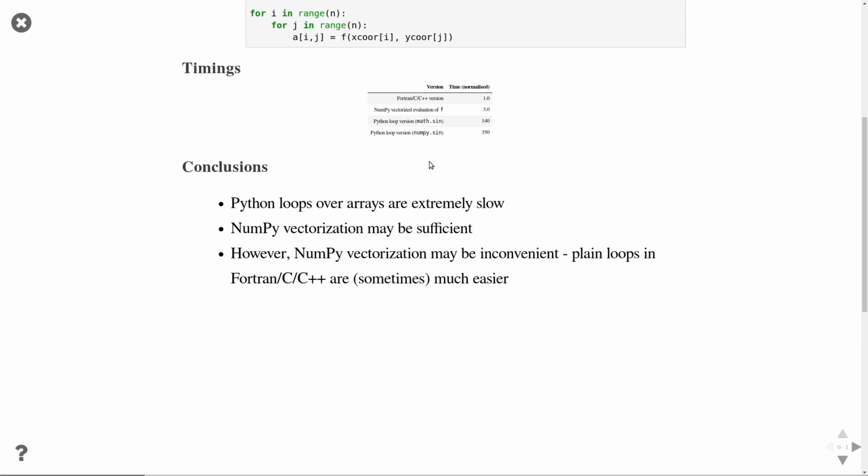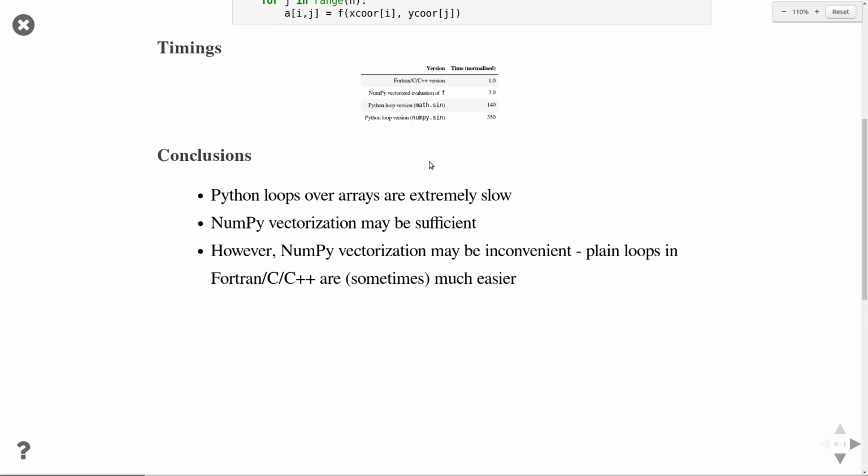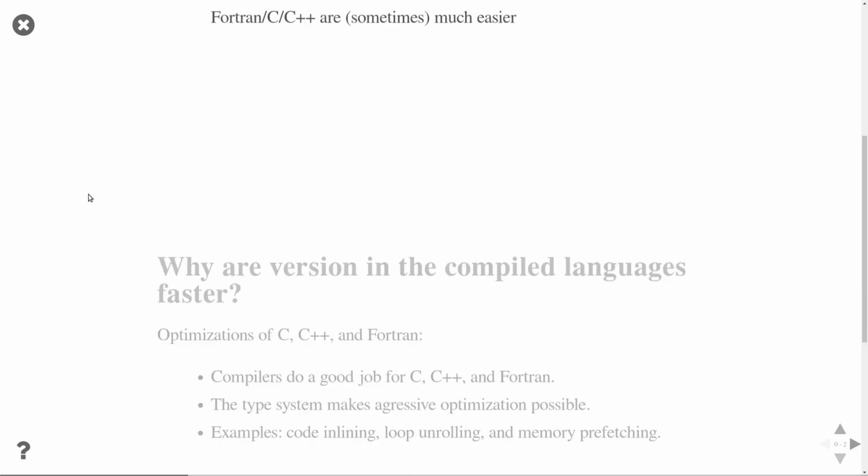As a conclusion, Python loops over arrays are always slow. NumPy vectorization may be sufficient for some cases, but sometimes it's not sufficient, and also sometimes it's much, much easier to just implement standard loops using C or Fortran.